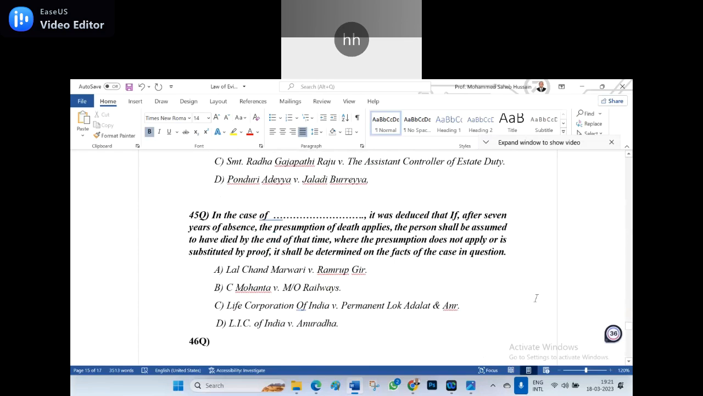In the case of dash, it was deduced that if after 7 years of absence the presumption of death applies, the person shall be assumed to have died by the end of that time. Where the presumption does not apply or is substituted by proof, it shall be determined on the facts of the case in question. A. Lalchand Marwari versus Ramrup Gir. B. C. Mohanta versus Ministry of Railways. C. Life Insurance Corporation of India versus Permanent Lok Adalat and others. D. LIC of India versus Anuradha. Option D, sir. LIC of India versus Anuradha.